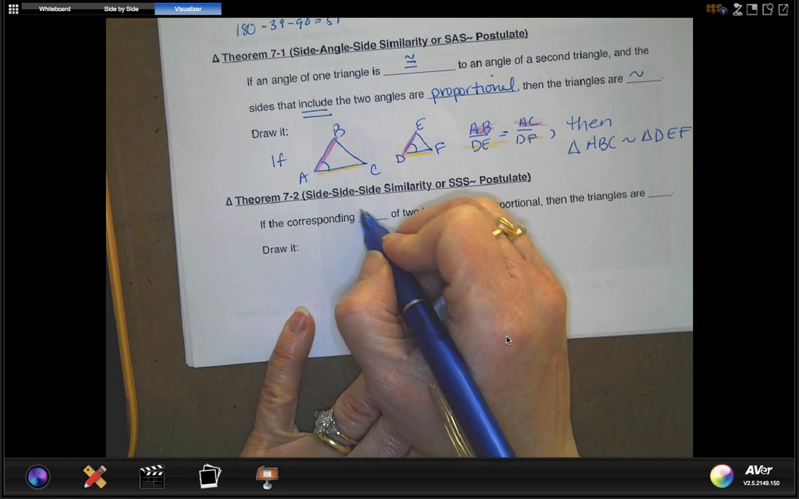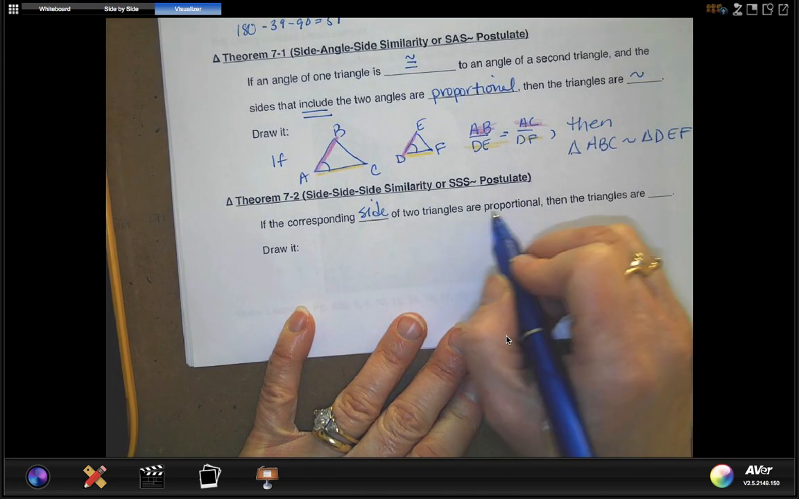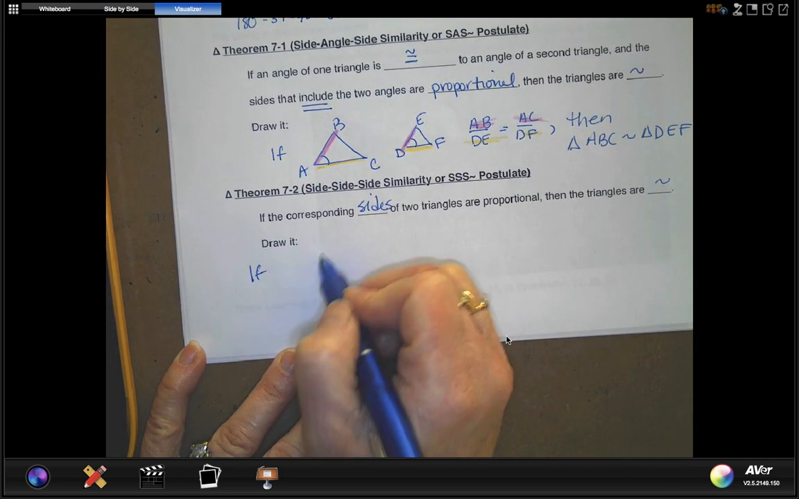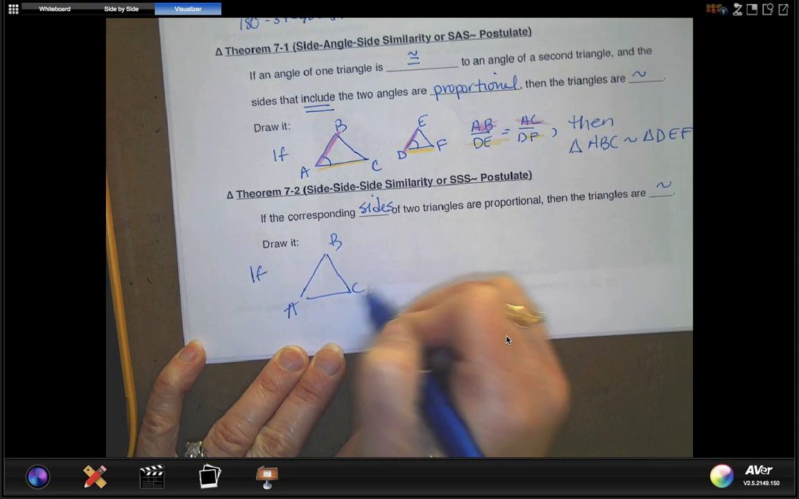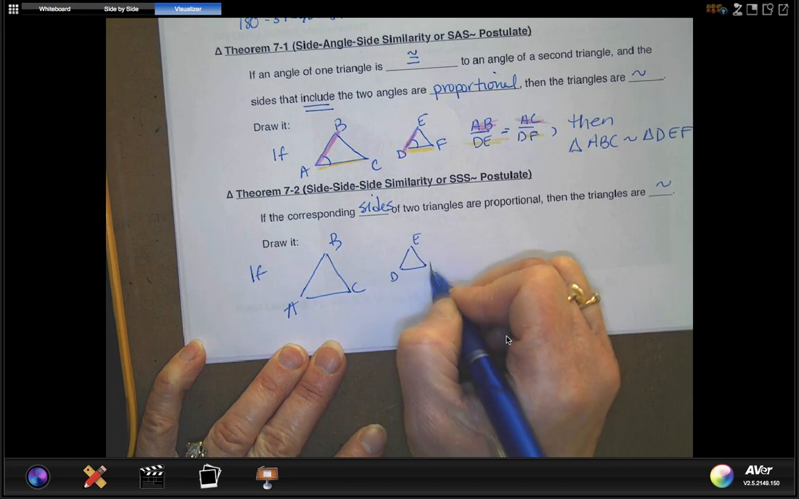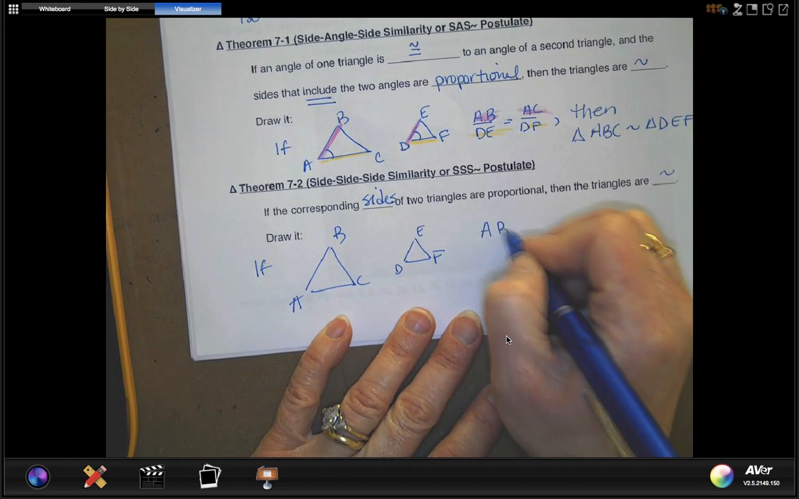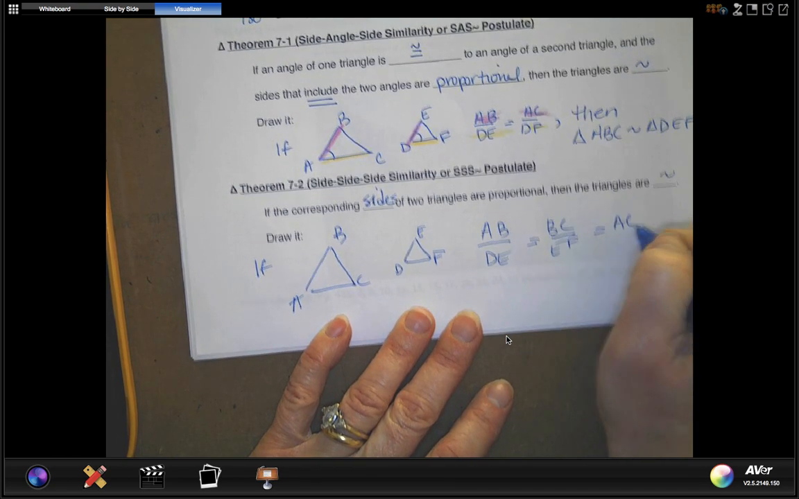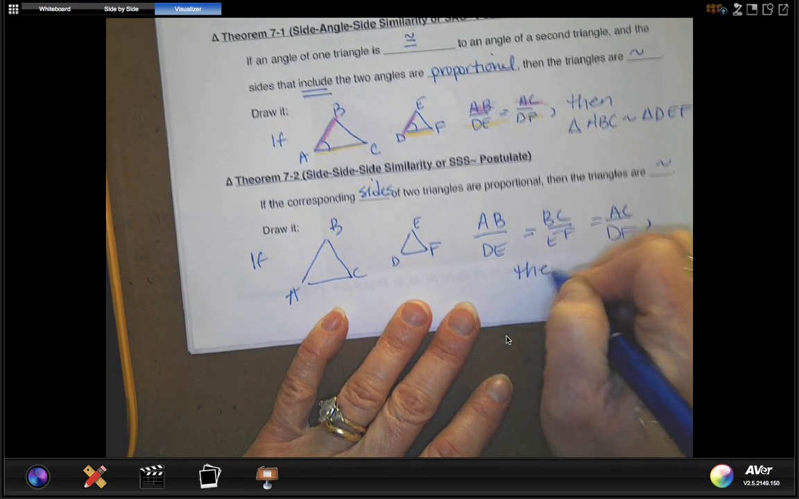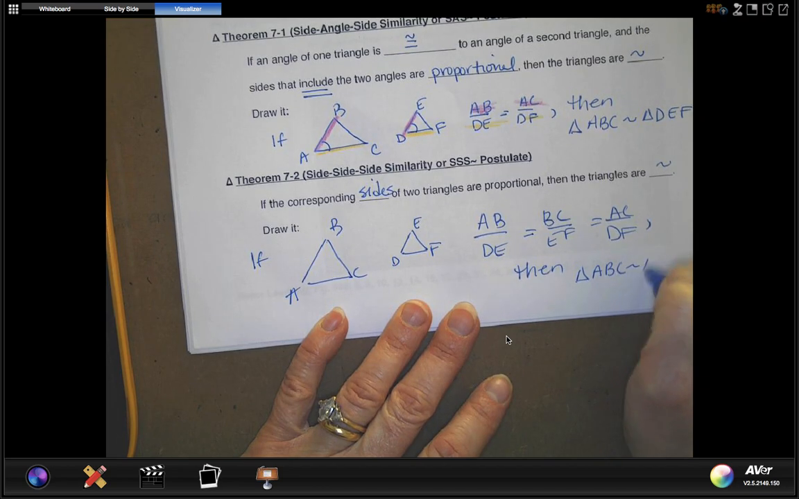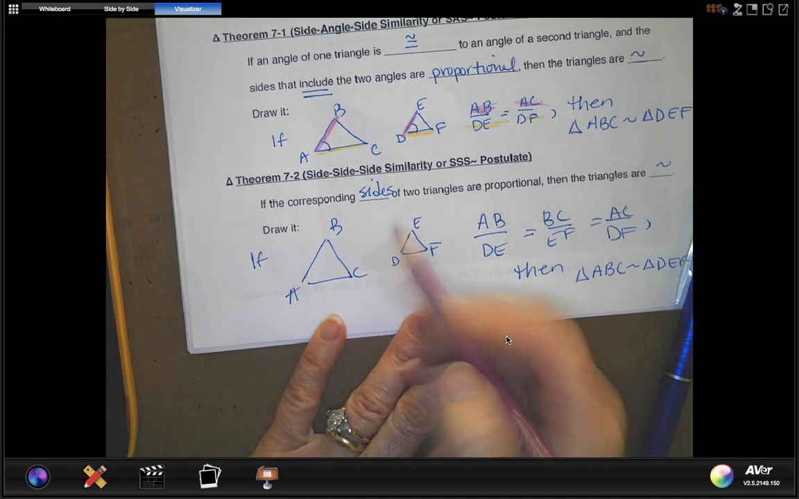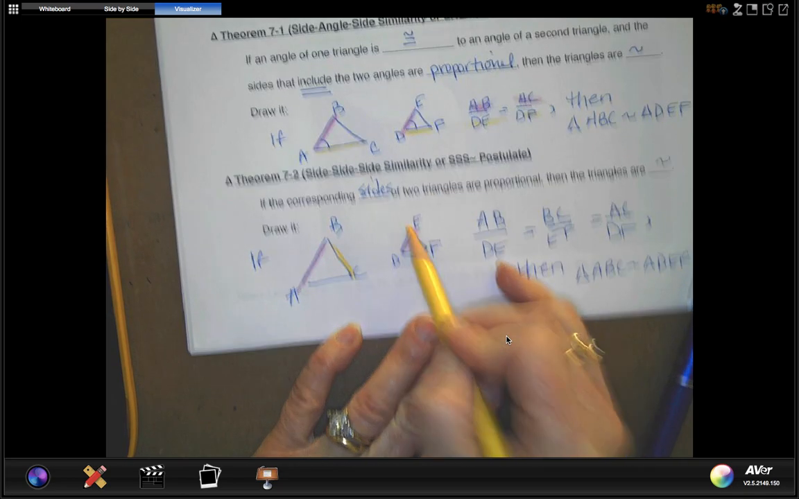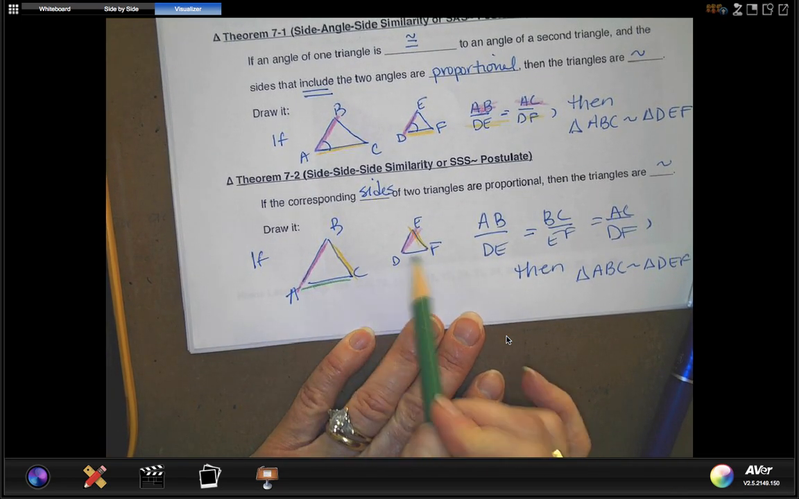All right, the side-side-side similarity postulate says if the corresponding sides of two triangles are proportional, then the triangles are similar. So here I don't have to look at any of the angles. So here's ABC, here's DEF. So if I know that AB over DE is equal to BC over EF, which is equal to AC over DF, then I know that the triangles are similar. So again, I'm just lining up the matching sides there.